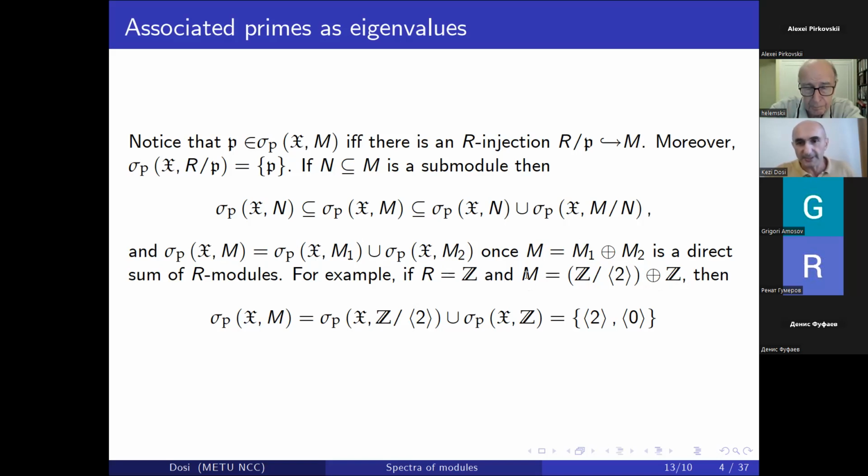Right, so then you can easily calculate the spectrum. The point spectrum is going to be this one union this one. So this has only one prime, which is 2, and the other one is 0. Look, this is my computational spectrum for M over X.